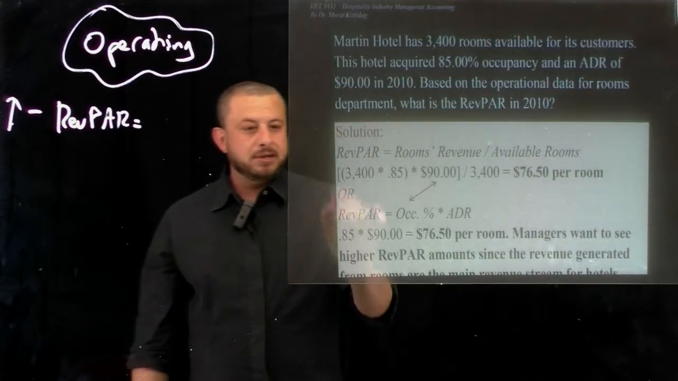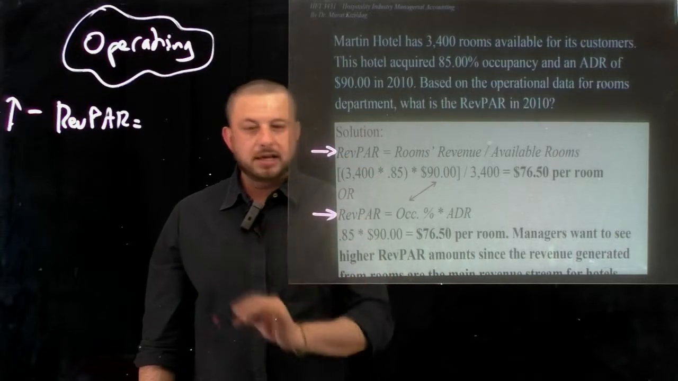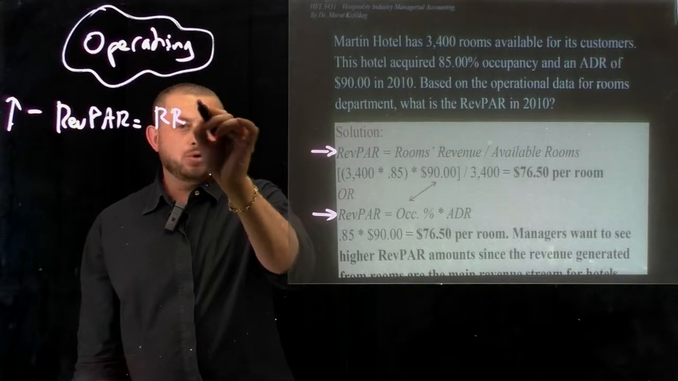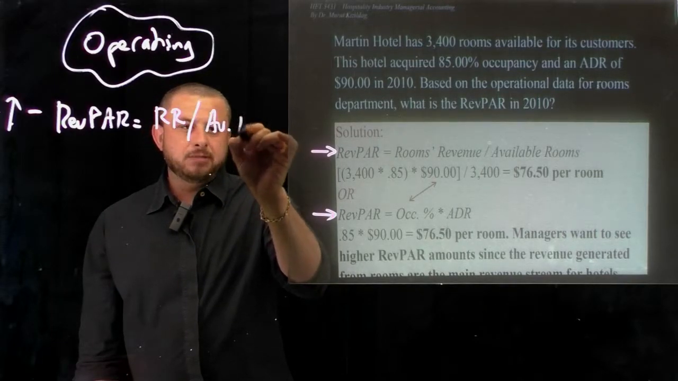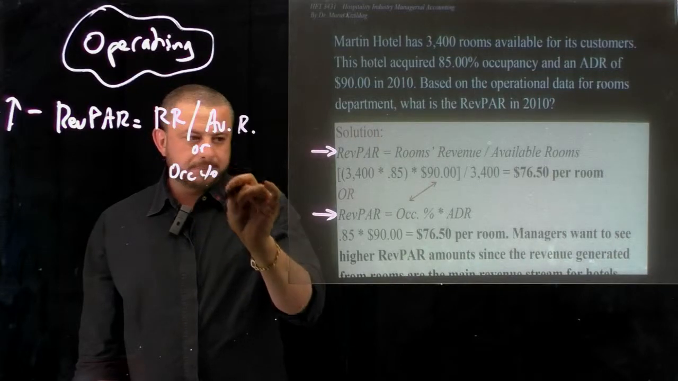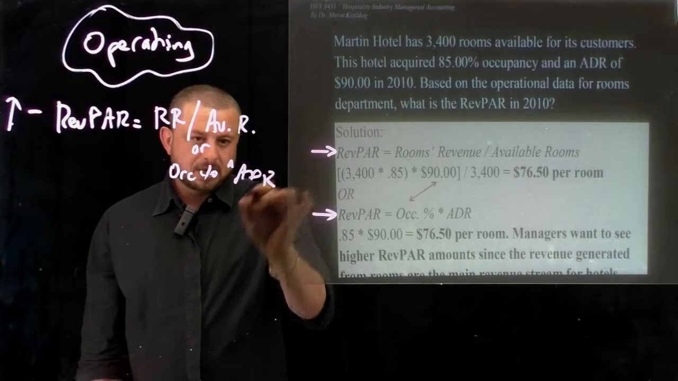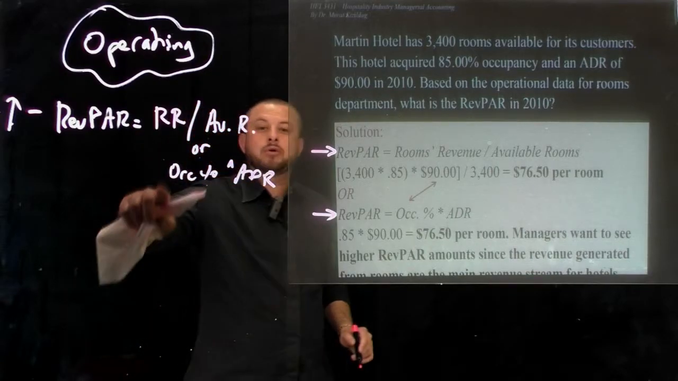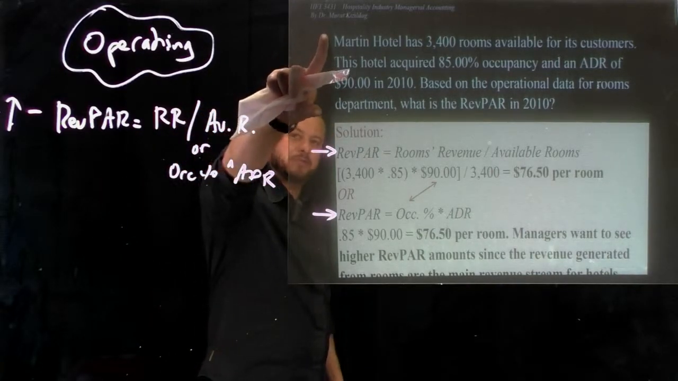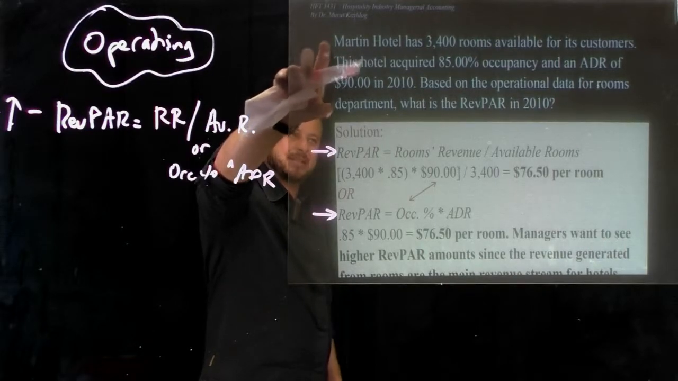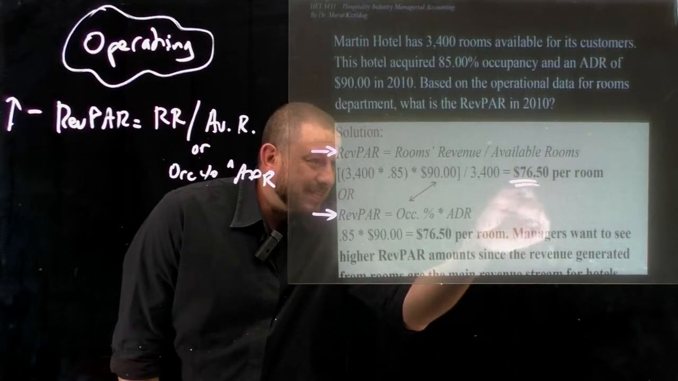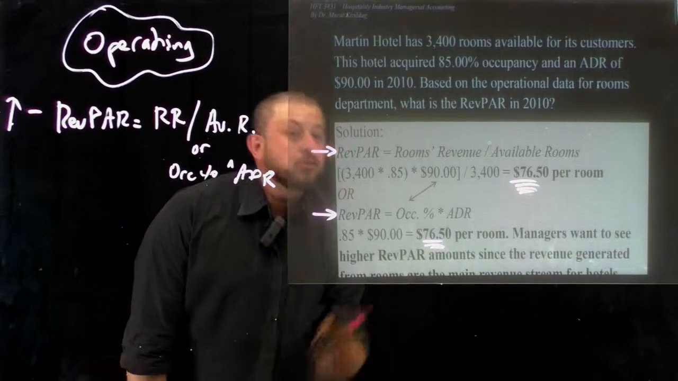Guys, RevPAR can be calculated using two different equations. These are the main equations. One of them is rooms revenue over available rooms, or occupancy multiplied by ADR, depending on the information given to you in the question. But for this specific question, I wrote it just like this on purpose so I can use both of the equations to come up with the same amount of RevPAR, as you can see on the screen.